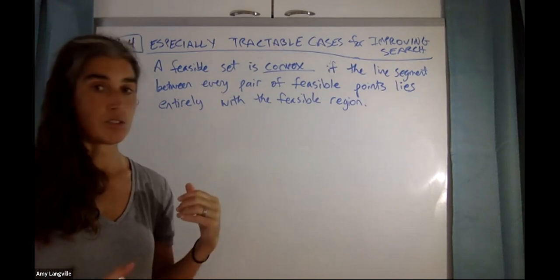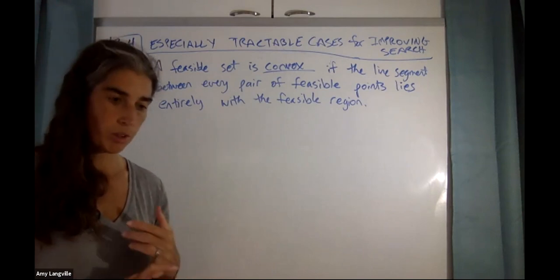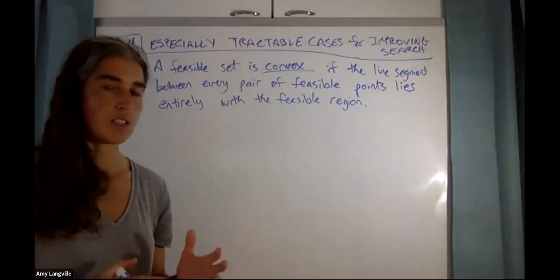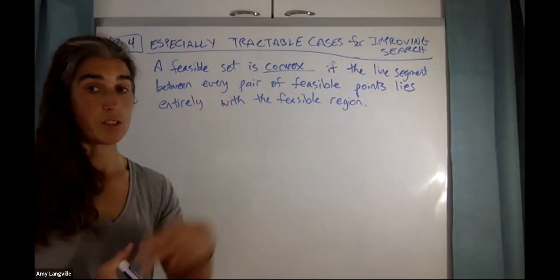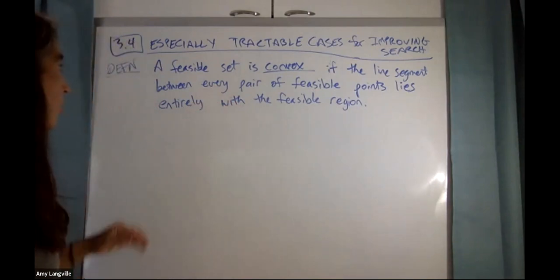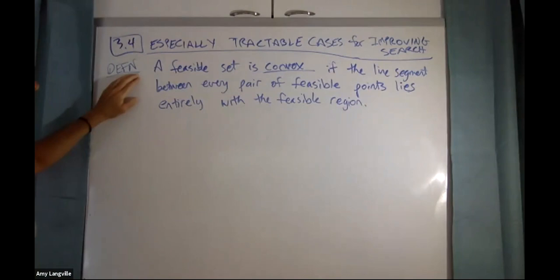Now let's check our constraint sets. The property we're looking for here is whether our constraint set is convex. That's really good news. Linear objective, convex constraint set, excellent news. So what does it mean for a set to be convex? A feasible set or feasible region is convex if the line segment between every pair of feasible points lies entirely within the feasible region.